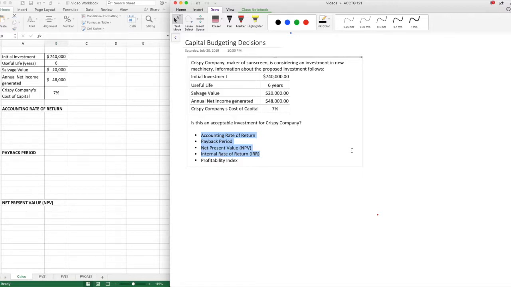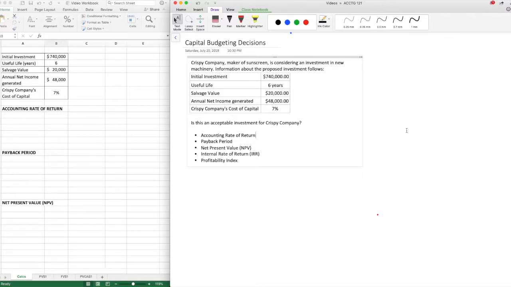So, the way we're going to do this is we're going to look at Crispy Company. Made up scenario, but Crispy Company is the maker of sunscreen. It's considering an investment in a new machine. Information about the proposed investment follows.